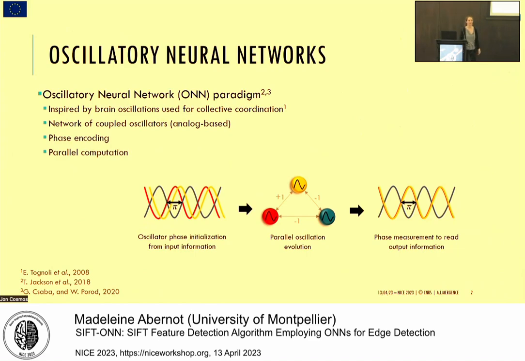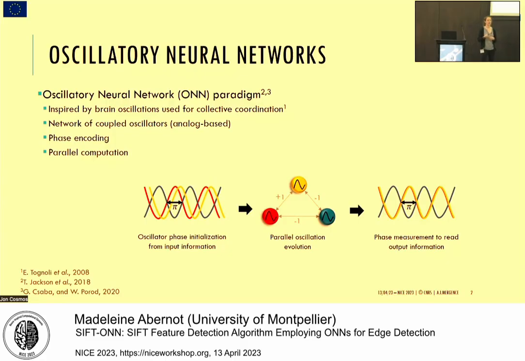First, I'm going to describe what oscillatory neural networks, or ONNs, are. Oscillatory neural networks take inspiration from the brain oscillations that are used for collective coordination. Basically, we use the same principle of collective coordination between oscillators to compute. An oscillatory neural network is a network of coupled oscillators. Each neuron is an oscillator coupled with another component that represents the weight and the synapse of your neural network.